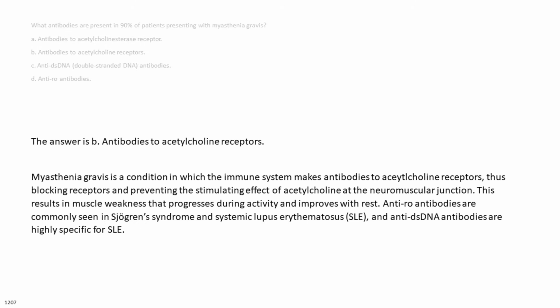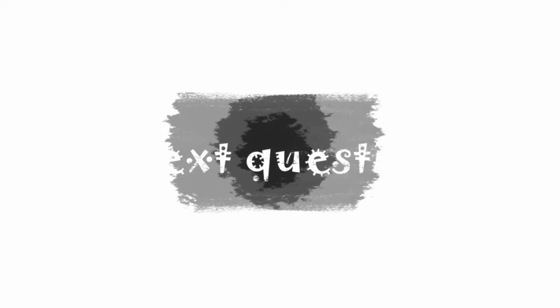The answer is B. Antibodies to acetylcholine receptors. Myasthenia gravis is a condition in which the immune system makes antibodies to acetylcholine receptors, thus blocking receptors and preventing the stimulating effect of acetylcholine at the neuromuscular junction. This results in muscle weakness that progresses during activity and improves with rest. Anti-uro antibodies are commonly seen in Sjogren's syndrome and systemic lupus erythematosus, SLE, and anti-dsDNA antibodies are highly specific for SLE.